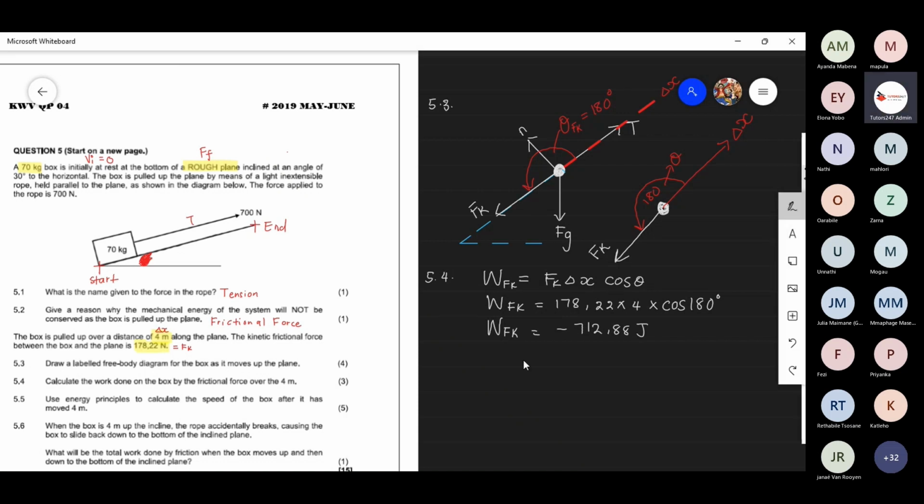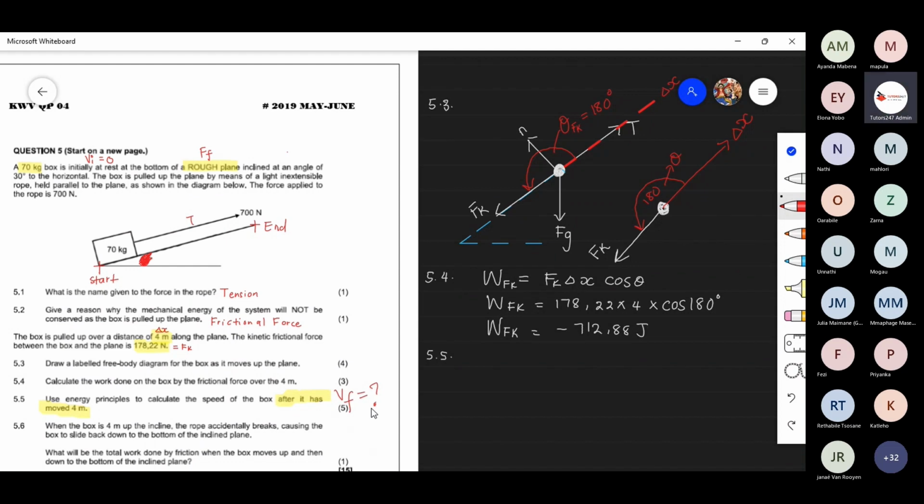Now, let us move on to question 5.5. So question 5.5 states, use the energy principles to calculate the speed of the box after it has moved 4 meters. So this is important, after it has moved 4 meters. So if we are calculating the speed of this object after it has been displaced a total of 4 meters, we are therefore calculating the final velocity of this object.